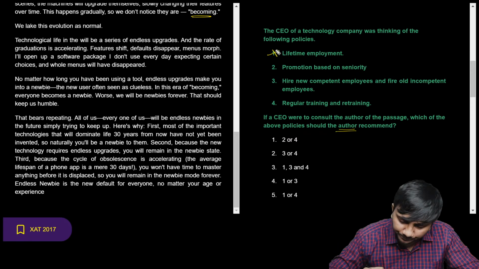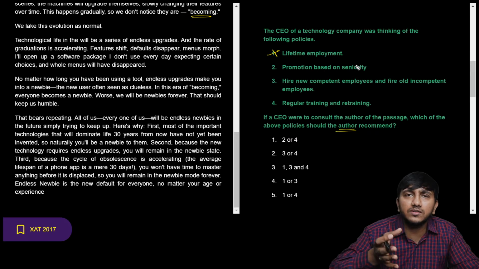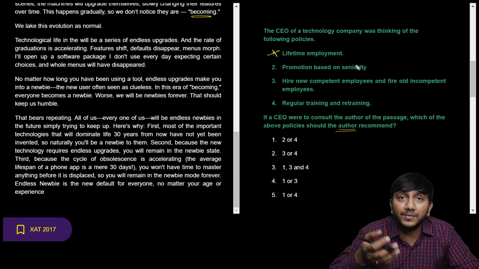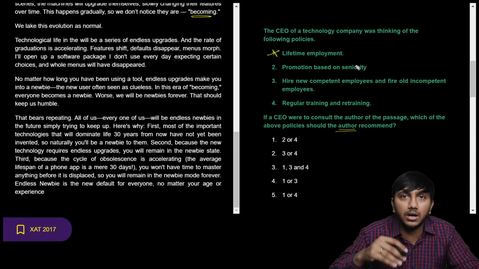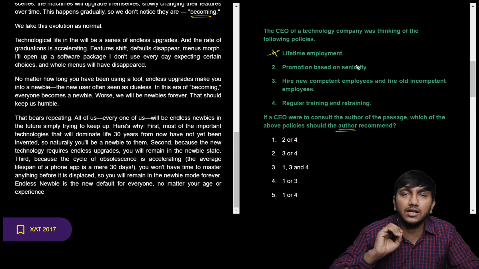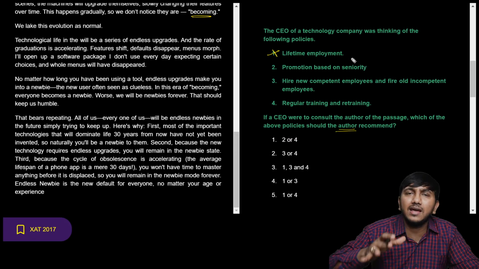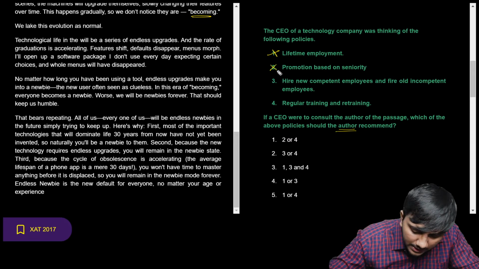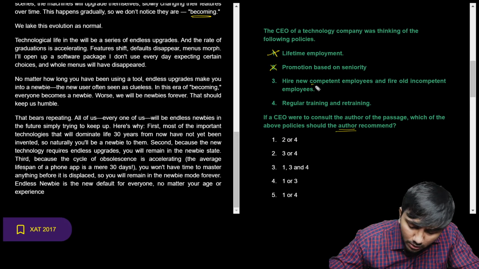So one is out. Two, promotion based on seniority. So that's more like anything that remains for a longer duration will turn out to be better. No, right? Something that has existed in the past and served you well might not serve you well now, or it might not serve you well in the future. That's the line of thought that the author is trying to present. Just because something has remained there for a long time doesn't mean it's going to serve you well in the future. So promotion based on seniority, out. Author would not suggest that. Hire new competent employees and fire old incompetent employees. Exactly what the author is trying to tell.